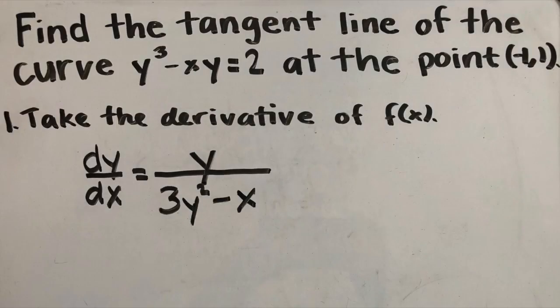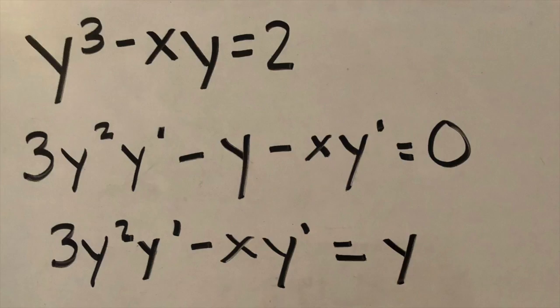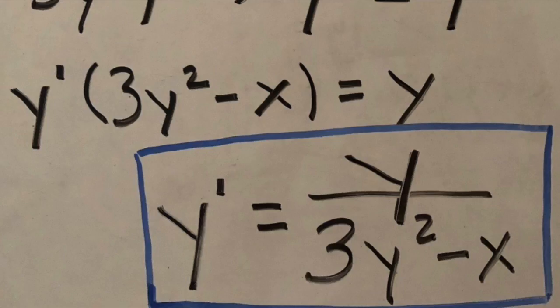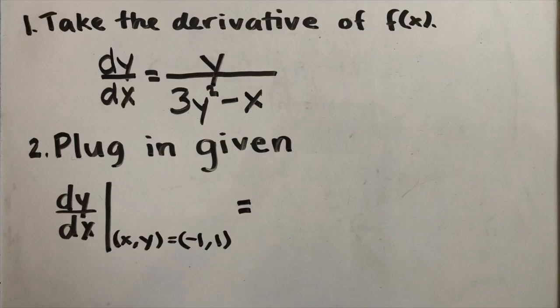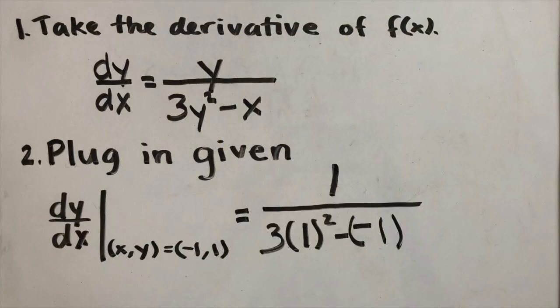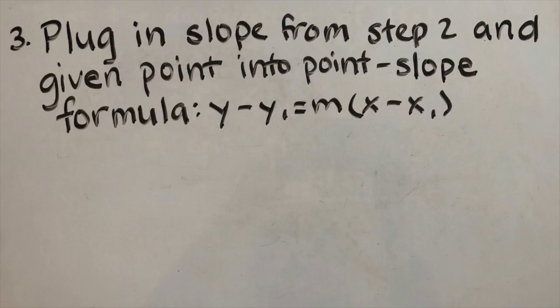minus x. A quick side note, as it's not stated in the video, the original problem gave us the derivative, but here's the work to find the derivative using implicit differentiation. Next, we would have to plug in the given point into this derivative in order to find the slope. Using a calculator or by hand, the value of the derivative of y with respect to x evaluated at -1, 1 would equal 1 over 3 times 1 squared minus -1, giving us our slope, 1/4.